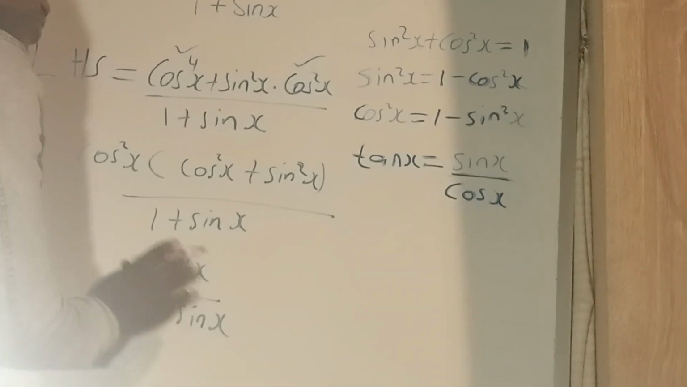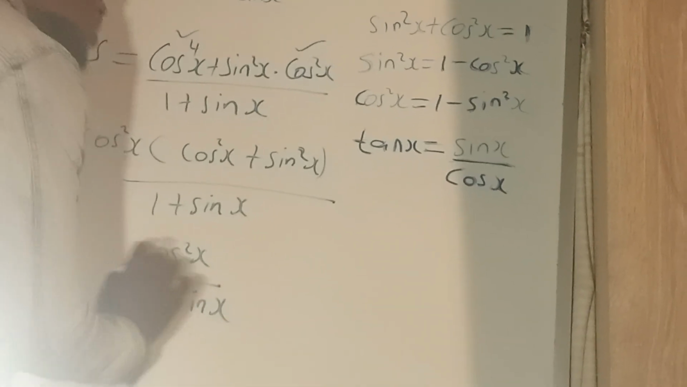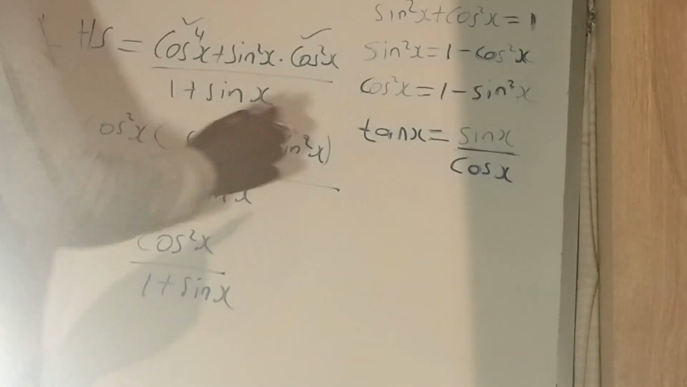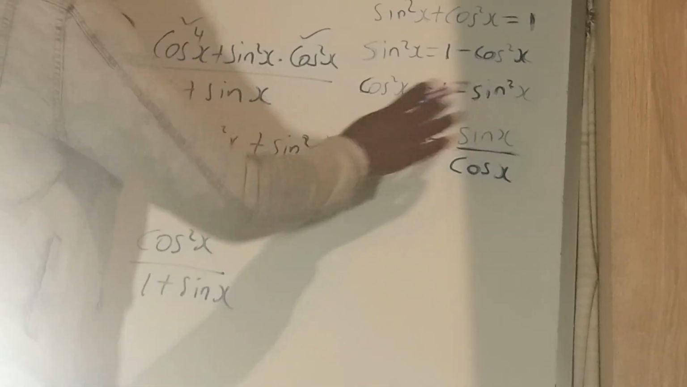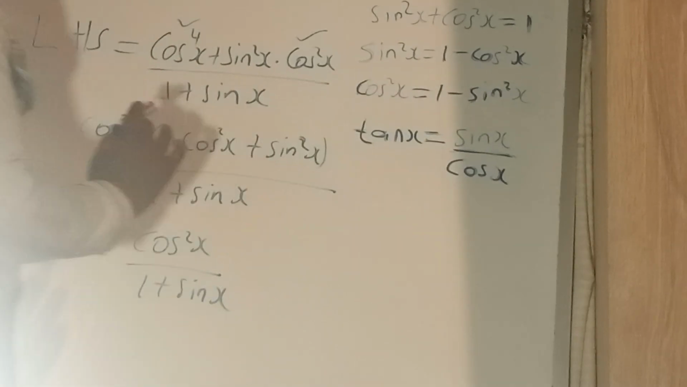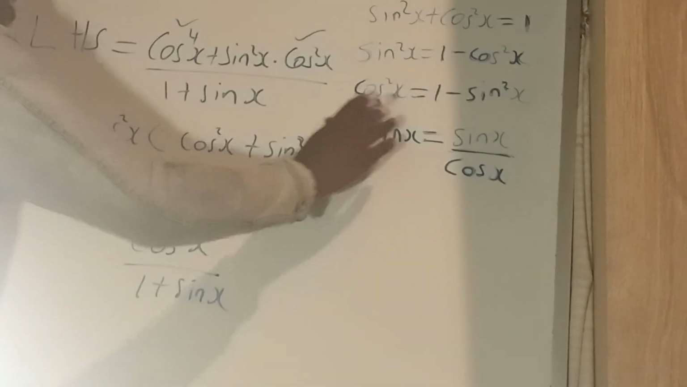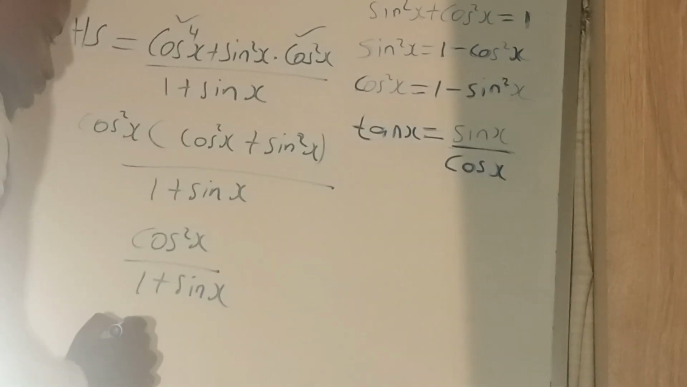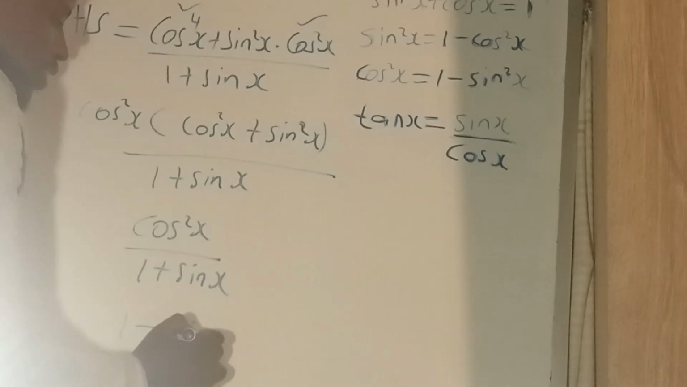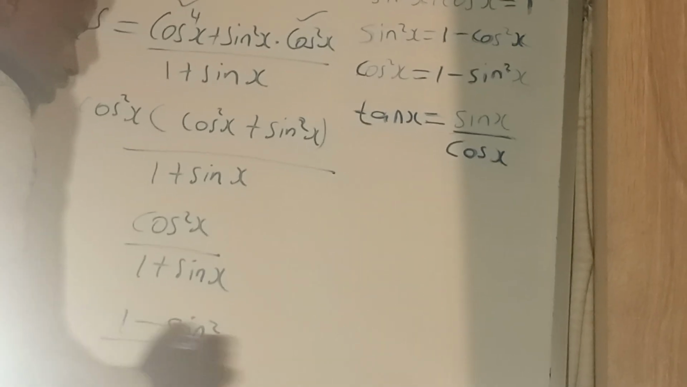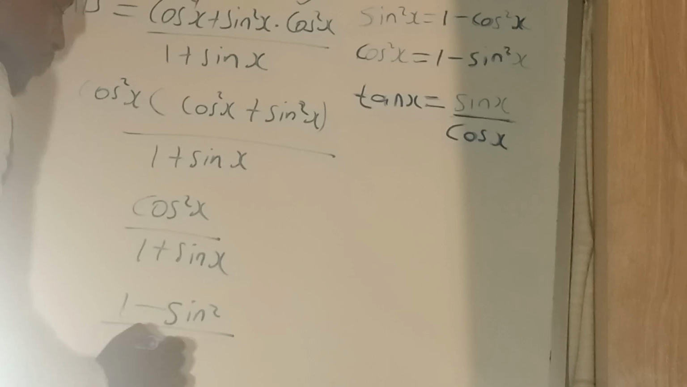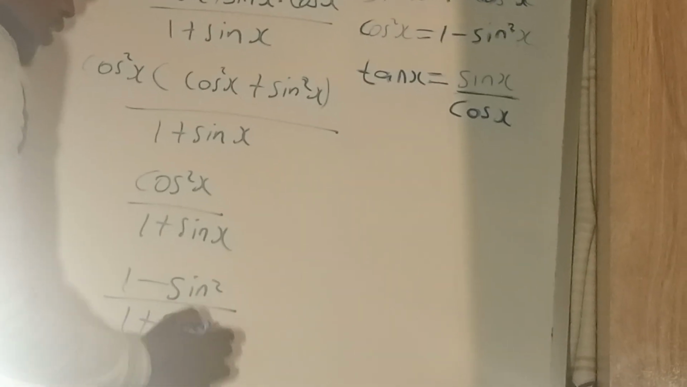Now, whenever I get cos squared x here, I check that, oh, cos, I've seen you before. You look like this guy. You are familiar. I've seen you before. So what is this guy? We change him to become 1 minus the sine squared x, everything over 1 plus sine x.